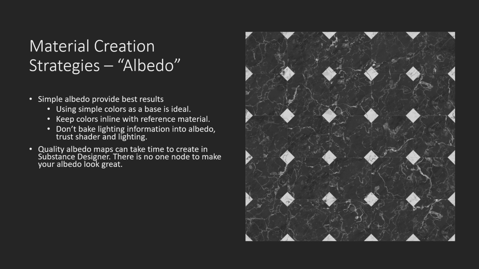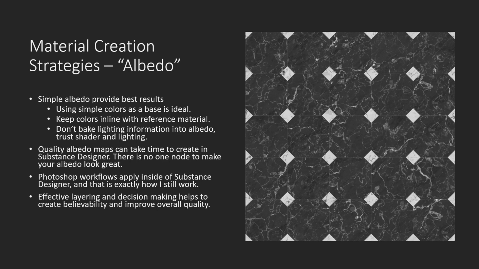Quality albedos can take time to create in Substance Designer. There is no one node to make your albedo look great. For me, when I first started learning Substance Designer, I tried to apply the Photoshop workflows I was using, like adjustment layers with masks or groups with masks. That's how I approach Substance Designer, so I treat each blend node kind of like that as I'm stepping along the chain. Effective layering and decision making helps to create believability and improve overall quality. And using masks generated from your curvature map or AO maps will help to create believable details.